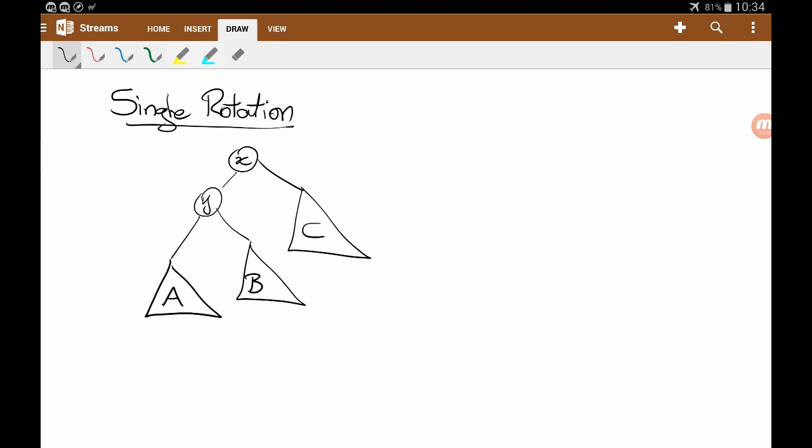So imagine you have a tree that looks like this, where we have some node X, we have some node Y, and then Y has a left subtree, which we've just called A. It has a right subtree that we've just called B, and X has some right subtree called C. So we know that this is a binary search tree, and so there must be some kind of ordering. Everything in A is going to be less than Y. Everything in B is going to be greater than Y, but still less than X. And everything in C is going to be greater than X. So we have this kind of ordering, and we need to make sure that after our rotation, we haven't broken anything.